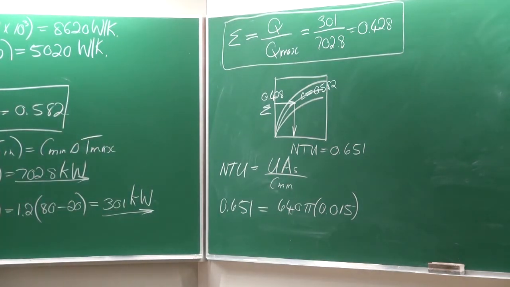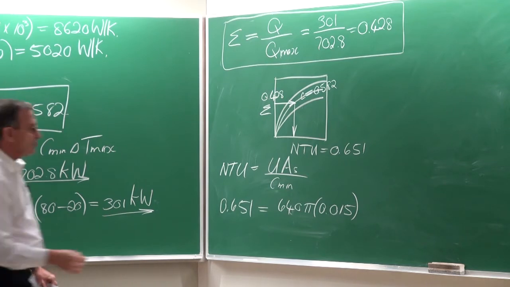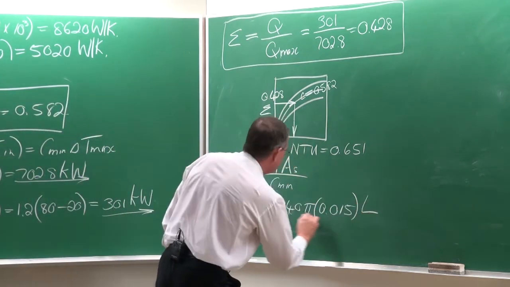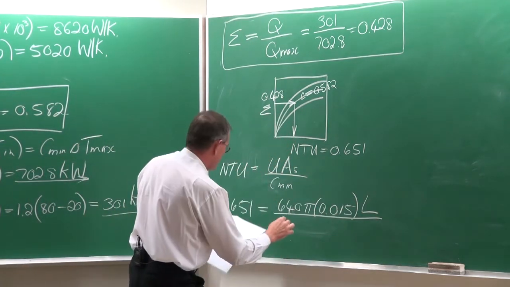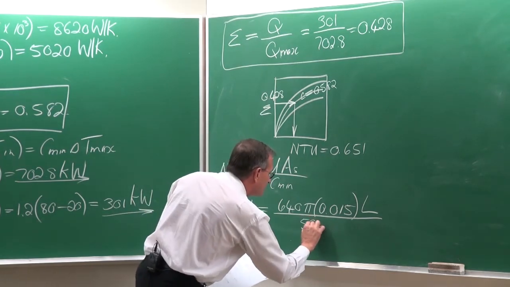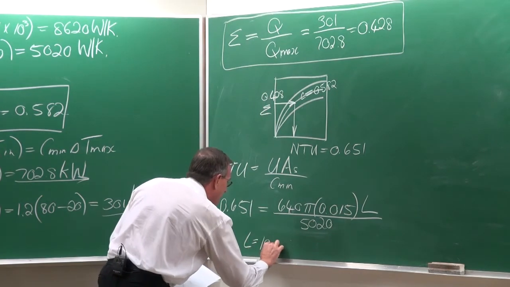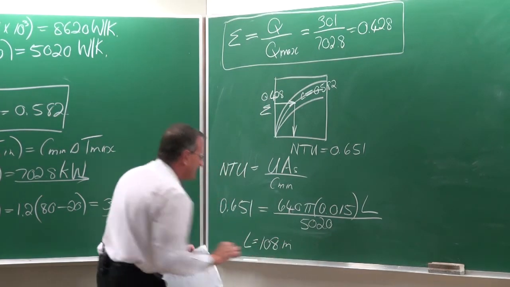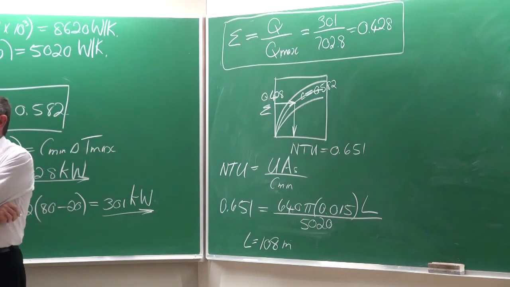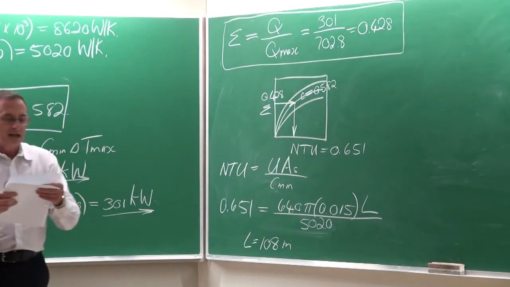It has been given as 15 millimeters. We do not know the length. That is what we need. Divided by C minimum, it's 5,020. And from this we can calculate that the length of this counterflow tube-in-tube heat exchanger must be 108 meters.